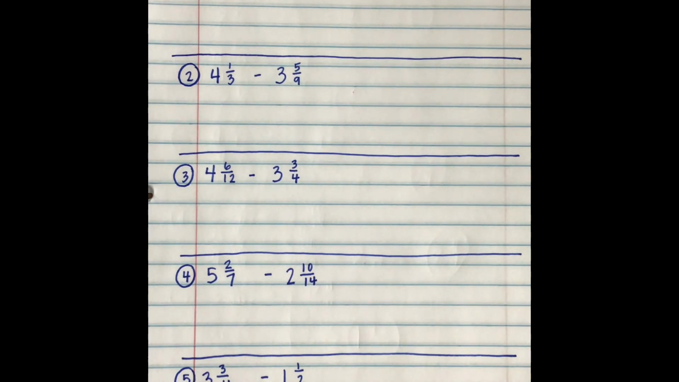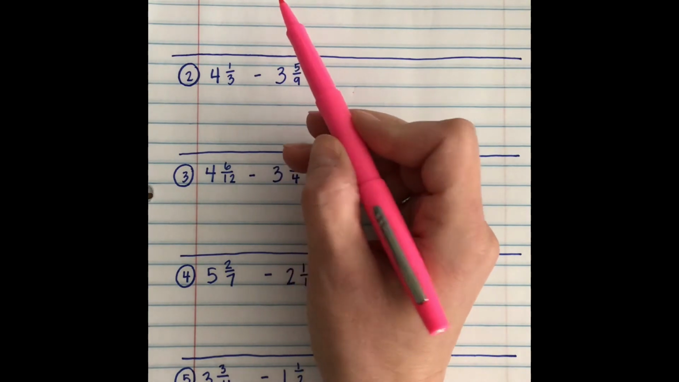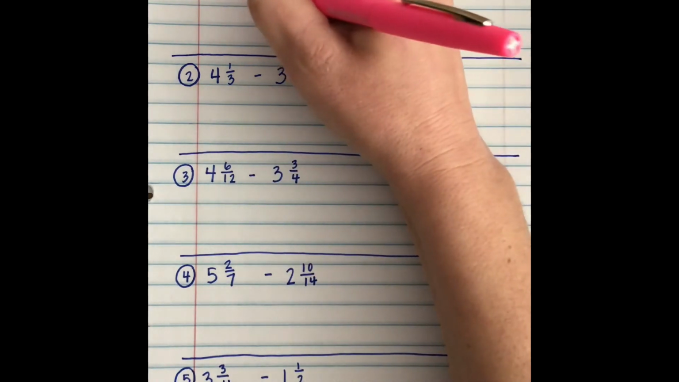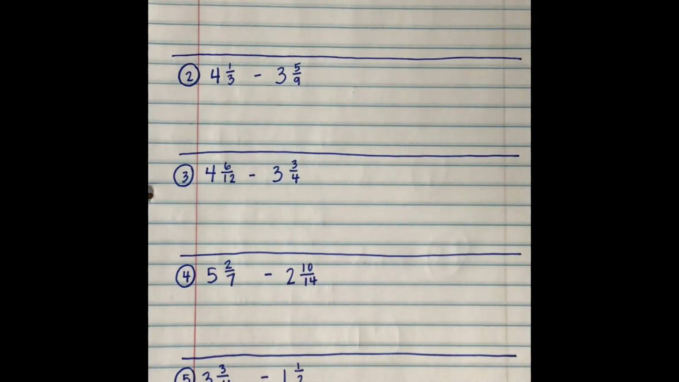So our first problem says 3 1/4 minus 2 6/8. So we still have the issue of having to have a common denominator. So I'm just going to go ahead and get started. So I'm going to multiply by 2 because I've got to have that common denominator of 8.